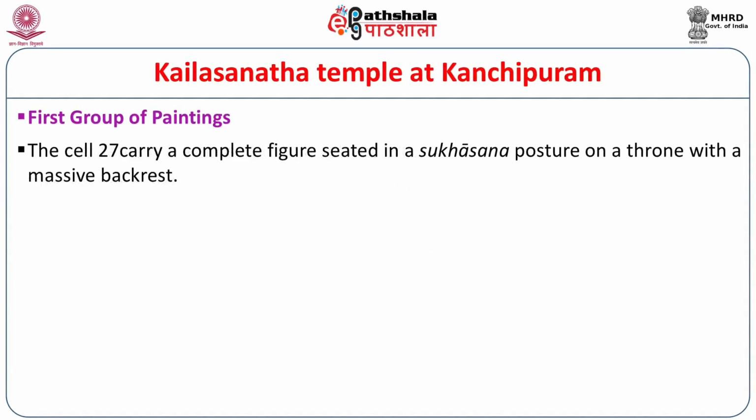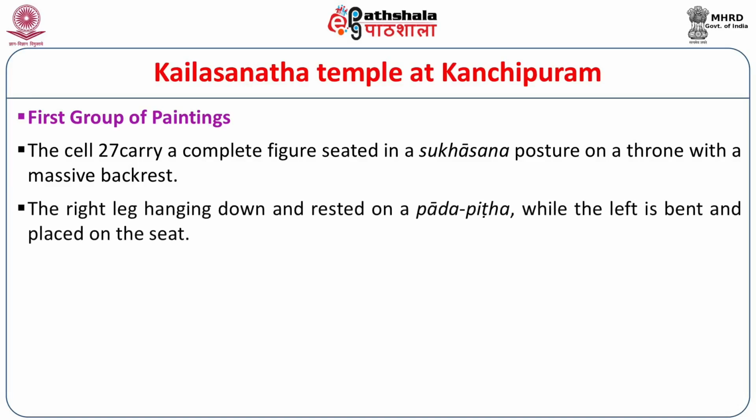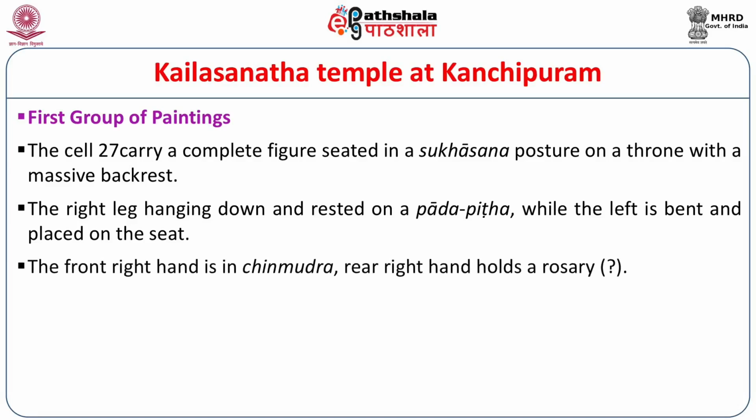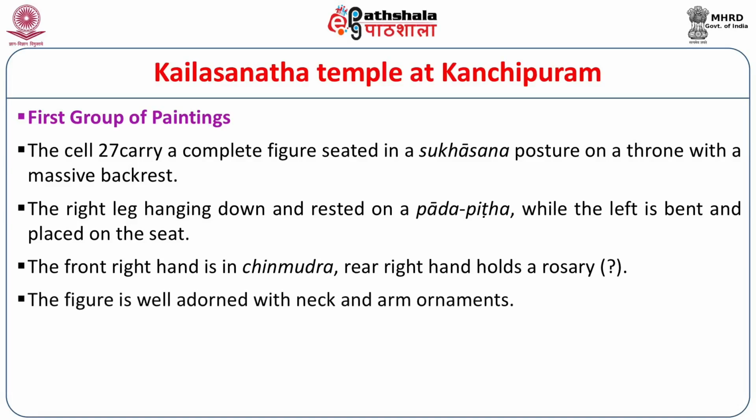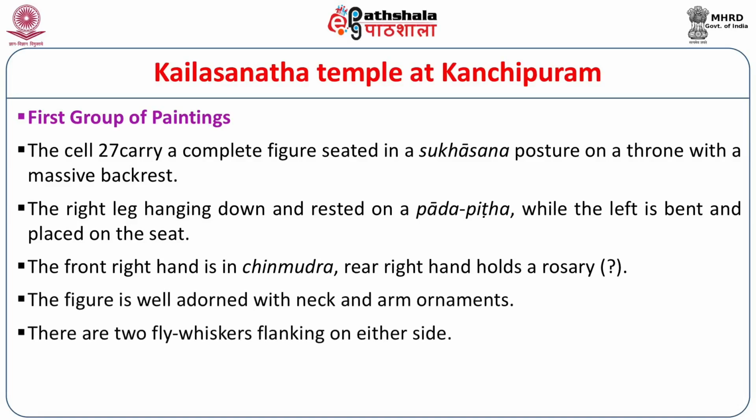Cell 27 carries a complete figure seated in a Sukhasana posture on a throne with a massive backrest. The right leg hangs down and rests on a Padapita, while the left is bent and placed on the seat. The front right hand is in Chin Mudra. The rear right hand holds a rosary. The figure is well adorned with neck and arm ornaments. There are two fly whiskers flanking on either side.